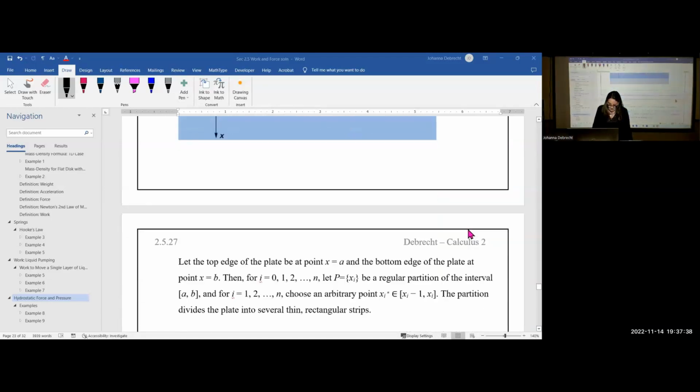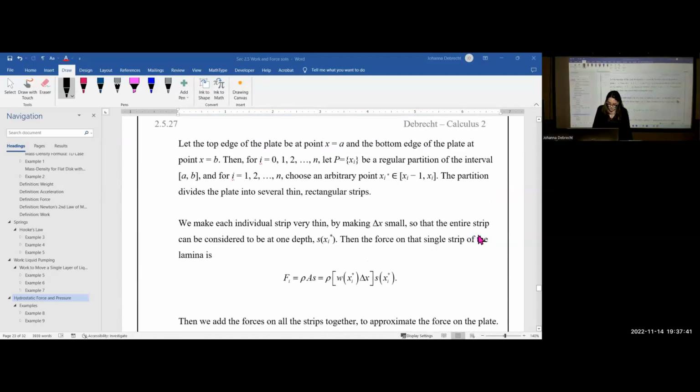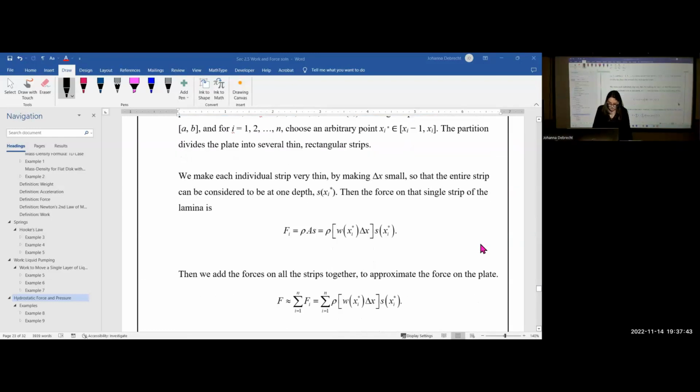Okay, so the next thing that we want to do, of course, is compute the force that is on each individual little strip, the little orange things.